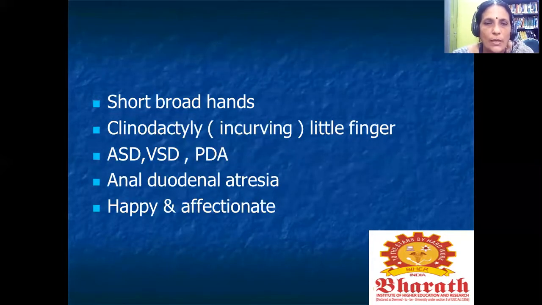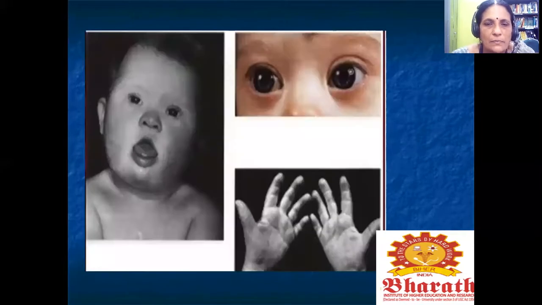Having short, broad hands, clinodactyly, so incurving little finger, ASD, VSD, and PDA, anal and duodenal atresia, happy and affectionate. See the picture.